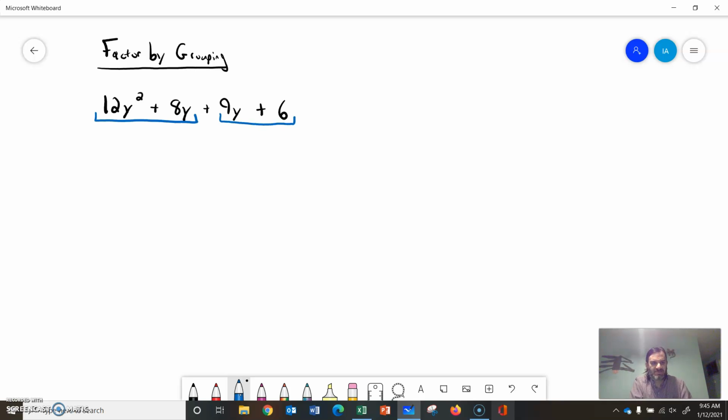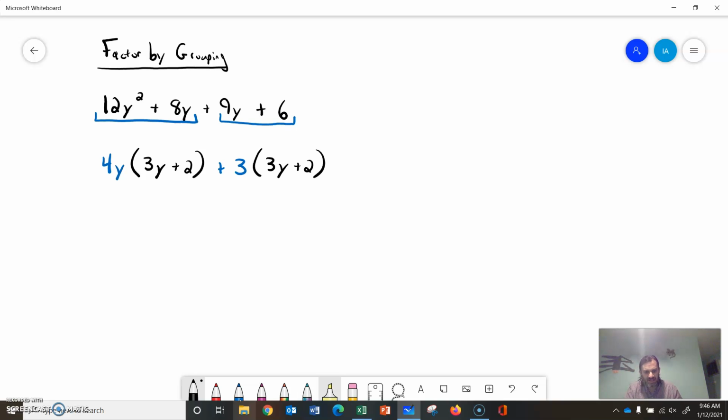So in that case, I'm going to look at 12y squared plus 8y, and I'm going to decide if there's anything in common between those two terms. 12 and 8 are both divisible by 4, and I can pull a y out of each one of them. So in that case, if I pull the 4y out, I will have 3y plus 2 left. And then for the second group, 9y plus 6, I can pull a 3 out. And when I do that, that will leave me 3y plus 2.